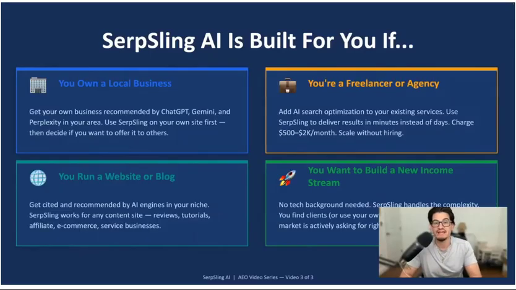All right, and SerpSling AI is built for you if you own a local business. If you want to use this for yourself, you can get your own business recommended by ChatGPT, Gemini, and Perplexity in your area. You can use SerpSling on your own site first, then decide if you want to offer it to others, whether you're a freelancer or agency. If you already have an existing client base, you can add AI search optimization to your existing services. Use SerpSling to deliver results in minutes instead of days, and you can charge $500 to $2,000 per month.